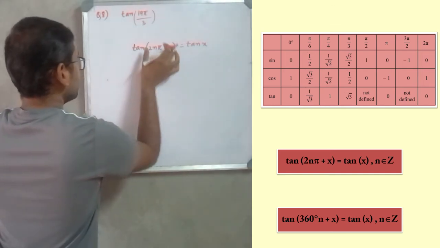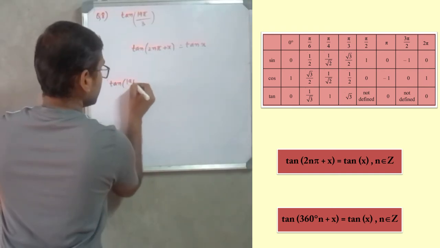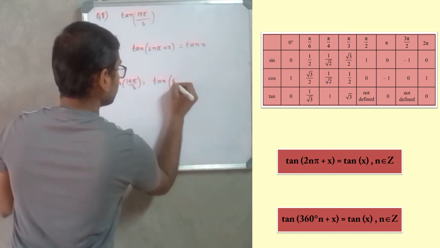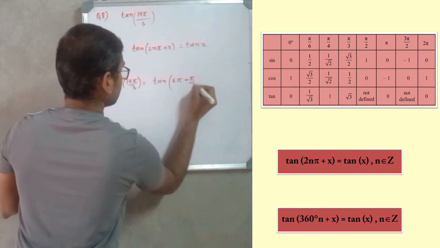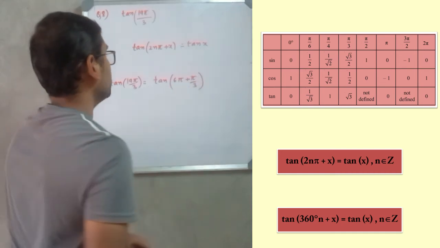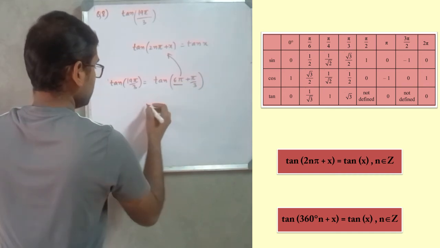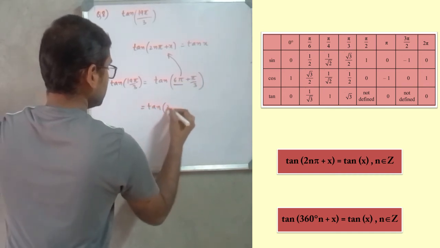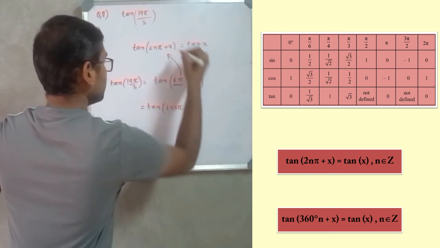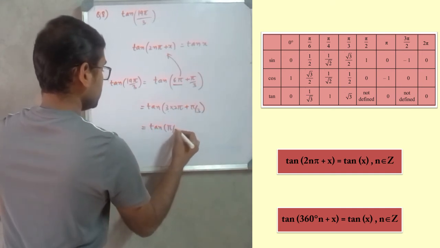Now, I will try to write this angle in this format, that is tan 19 pi by 3 can be written as tan of 6 pi plus pi by 3, right? If you split 19 pi by 3 into 2, you will get 6 pi plus pi by 3. Now this is in the format 2 pi into 3, so this is n times 2 pi plus pi by 3. Here pi by 3 is the x. So I can write this as tan x, that is tan pi by 3.